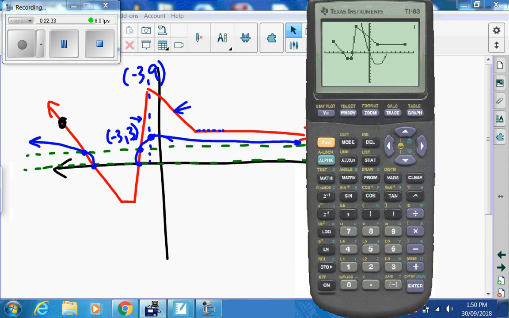Now this is the good part. So I'm going to go here to stat. Not program. Stat. I'm going to go edit. And over in L3, I'm going to hit enter and tell it to do the square root of L2. Now to get L2, I push second and 2. That goes to there. And now watch. It'll populate my whole grid.